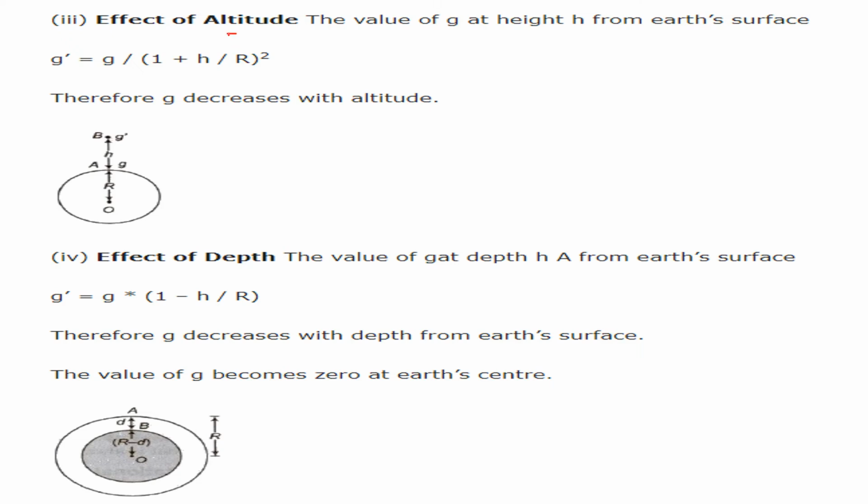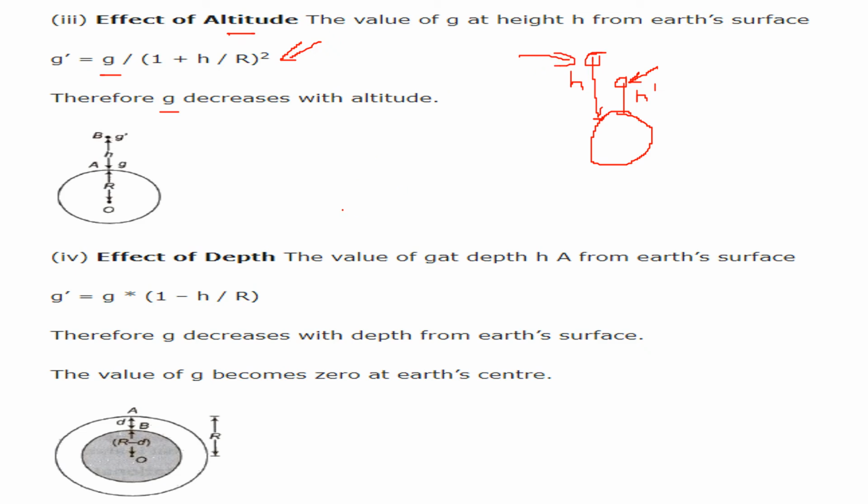Then we have the effect of altitude. If we have a body here at distance h, and a body here at distance h dash, which of these bodies will experience more gravity? The value of g at height h from the earth's surface is given by g dash equals g by (1 plus h by r) whole square. So by this scenario, g increases with decreasing altitude. That is, g decreases with altitude. This one is going to feel more gravity than this one.